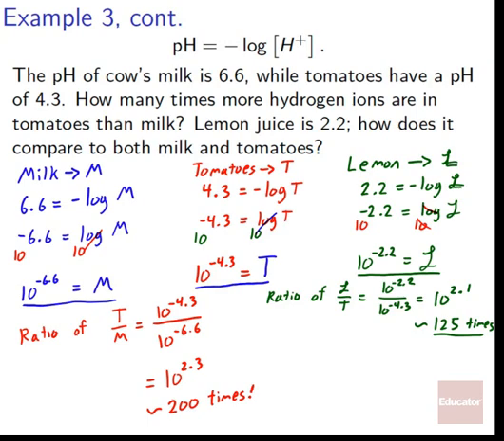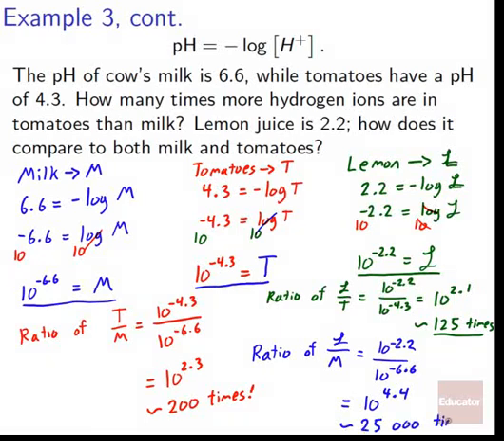Finally, let's look at the whopping value that it is for milk versus lemons. The ratio of hydrogen ions in lemons compared to milk is equal to 10 to the negative 2.2 divided by 10 to the negative 6.6, which comes out to be 10 to the 4.4, which is approximately 25,000 times. So there's 25,000 times more hydrogen ions in lemon juice than there is in milk. 25,000. So this is what we're seeing with the pH scale.